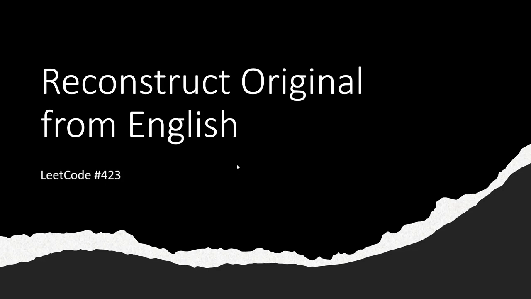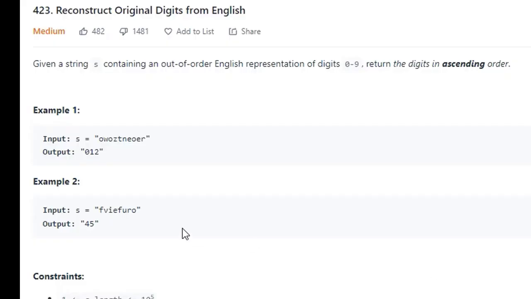Hello everybody. In this video we're going to be going through Reconstruct Original Digits from English, which is LeetCode problem 423. This is marked as a medium problem, and as far as frequency it was pretty popular. When I usually sort by frequency, it was at the top.